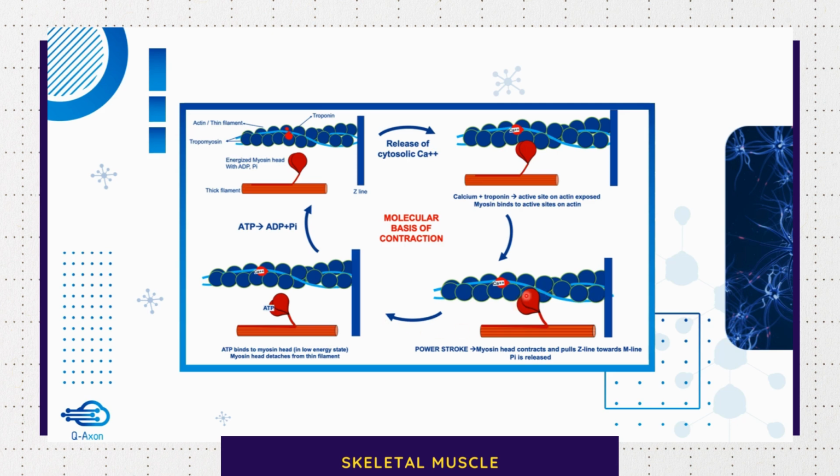Now the actin is still bound to myosin, so in the final step, a new molecule of ATP binds to the myosin head, and that is when actin detaches from the myosin head. So now we are back to square one. This cycle continues until sufficient power is attained.